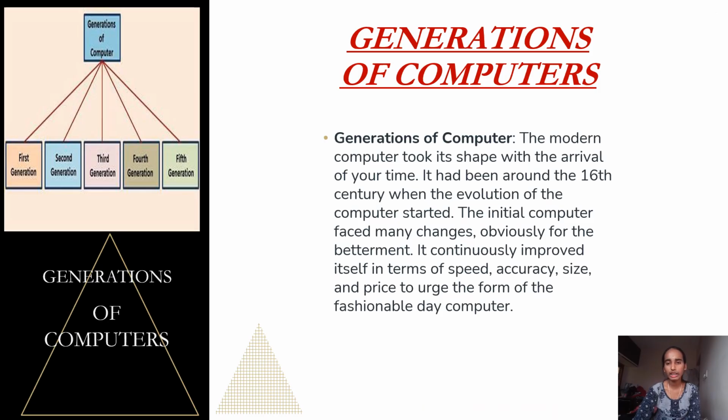Let us move on with the generations of computers. You could see here there are 5 generations of computers: first generation, second generation, third generation, fourth generation, and the fifth generation. The modern computer took its shape over time. It was around the 16th century when the evolution of the computer started. The initial computer faced many changes, obviously for the betterment. It continuously improved itself in terms of speed, accuracy, size, and price to become the fashionable present-day computer.